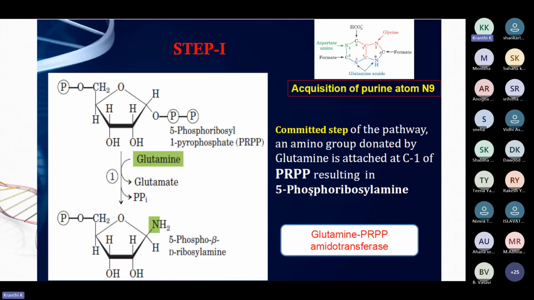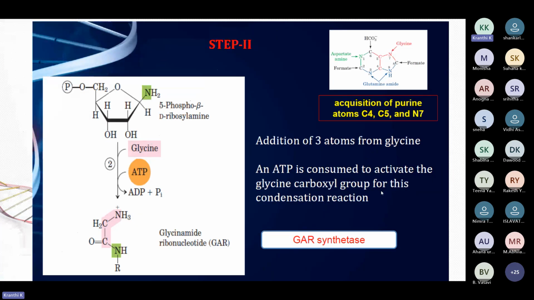So here, carbon one place, right? C1 position. Which one is glutamine? Glutamine is linked to the carbon one place. Now, coming to the second step. In the second step, what is happening? Addition of three atoms from glycine.